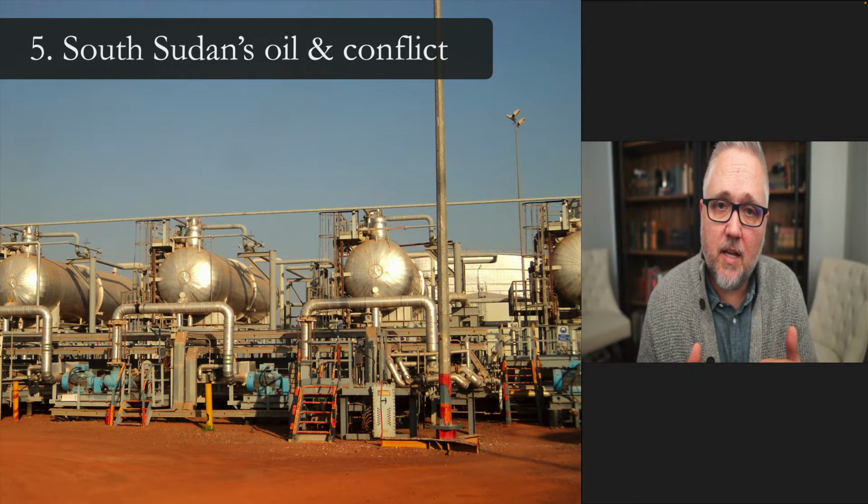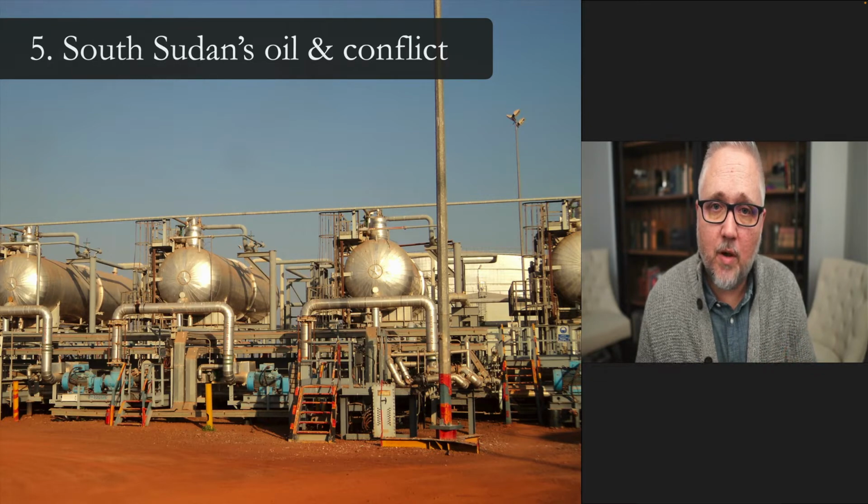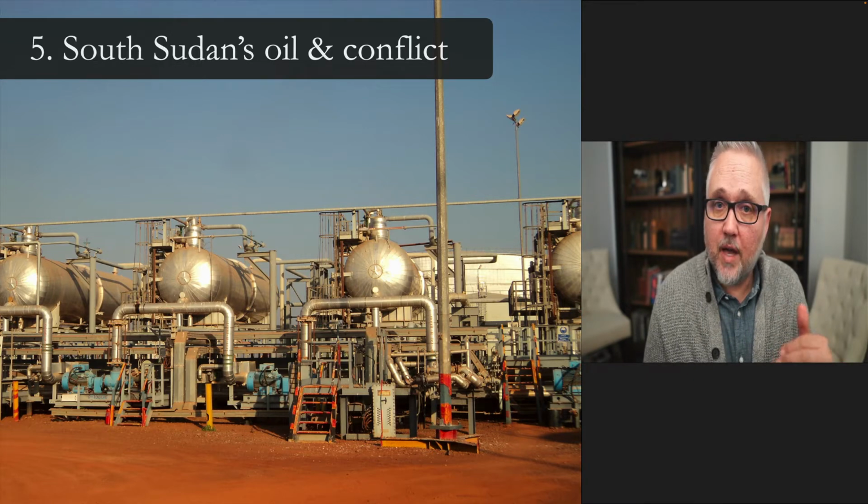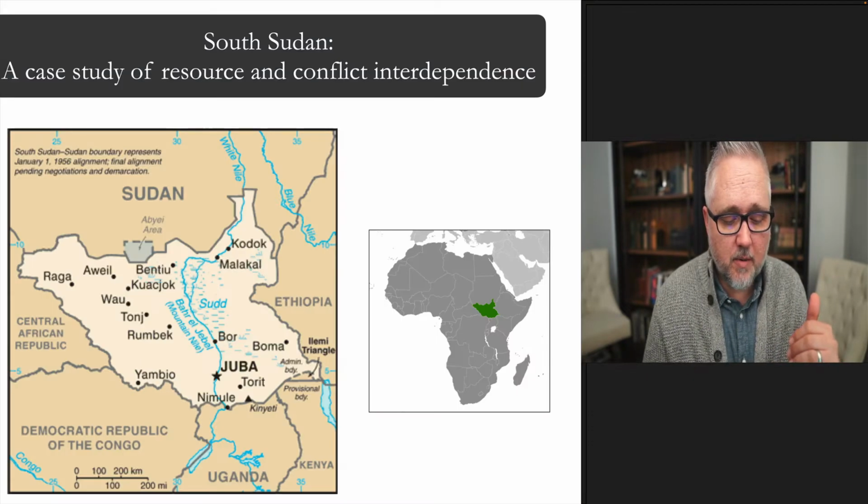But with the declining price in oil, South Sudan actually had to pay the Sudanese government to be able to export their oil. They were losing money on the oil production, which could go some way to explaining the collapse in oil exports in recent years, which we're going to be talking about in a second.